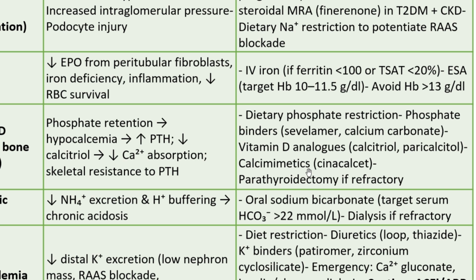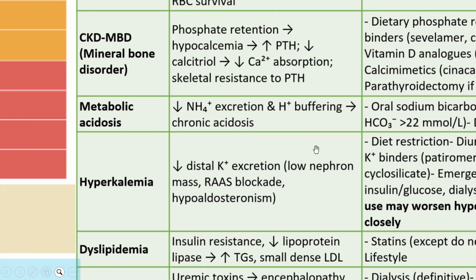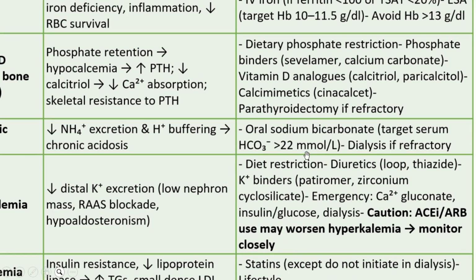Then we have metabolic acidosis, and this is due to the decreased excretion of ammonium ions and buffering of the hydrogen ions, and this is going to cause a chronic acidosis, and this is going to be managed by oral sodium bicarbonate. And if this is refractory, because we want to have a target serum bicarbonate of greater than 22 millimoles per liter, so if we are failing to do this, you may actually need dialysis.